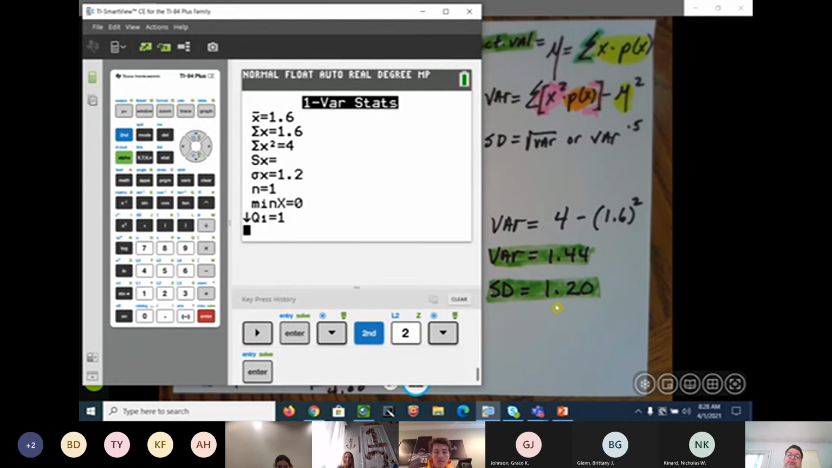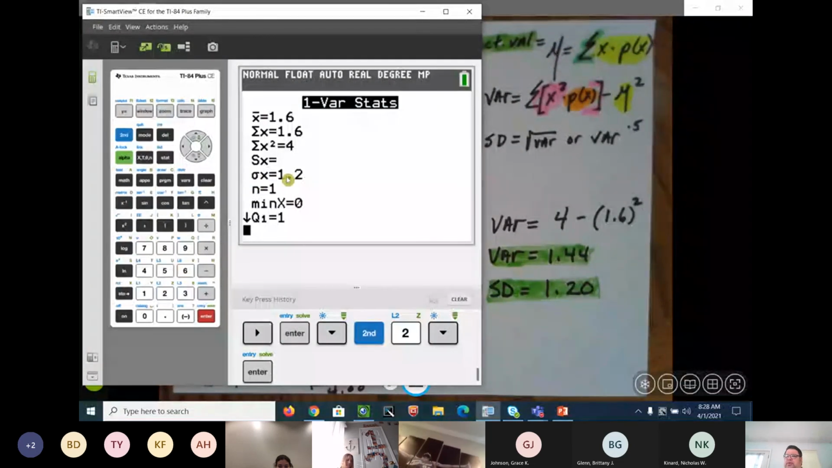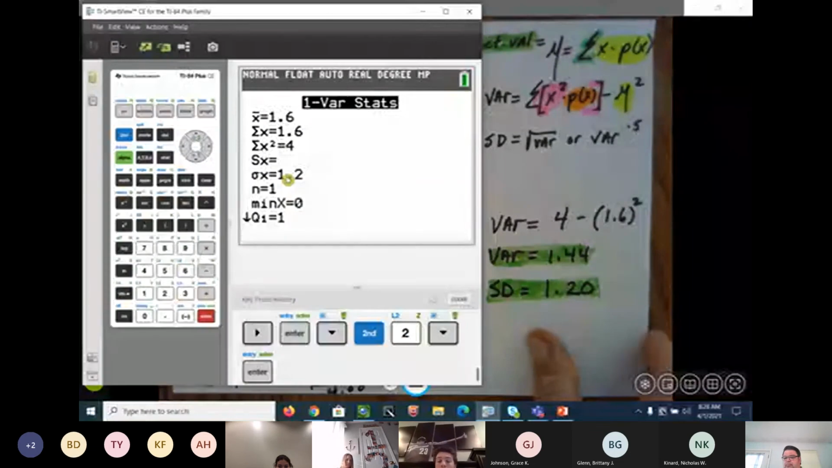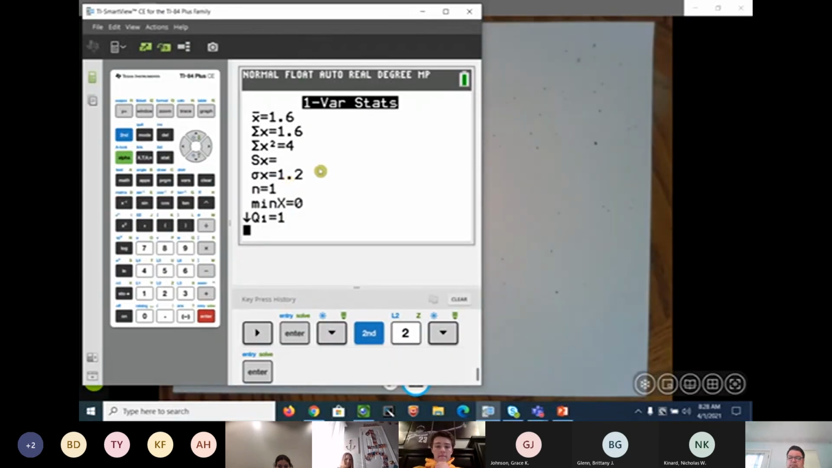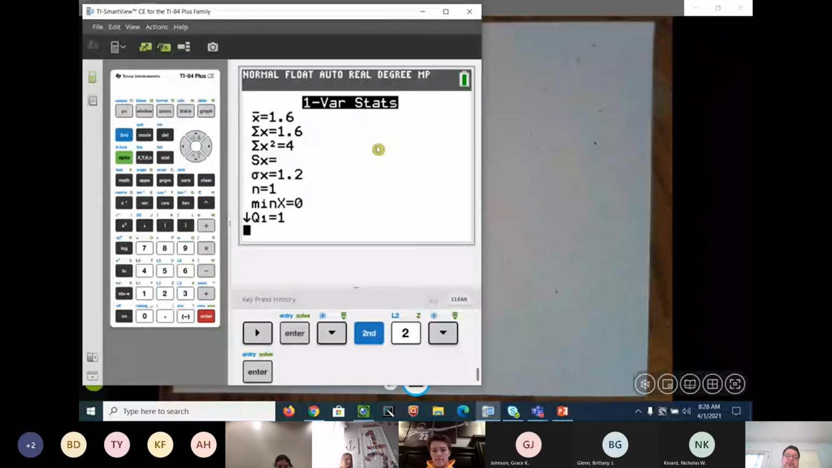Standard deviation. Thank you very much. Isn't it great how that interaction and communication works? Okay. 1.2 is sigma x. That's your standard deviation. So which one do they not give you? They don't give you variance. Somebody tell me how to get the variance from the standard deviation. Square it, not square root it.